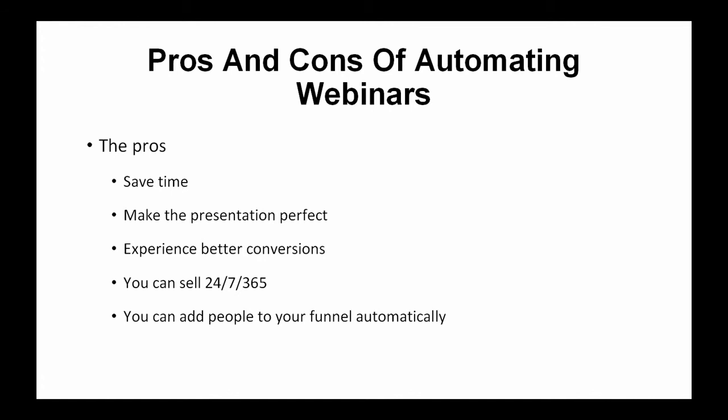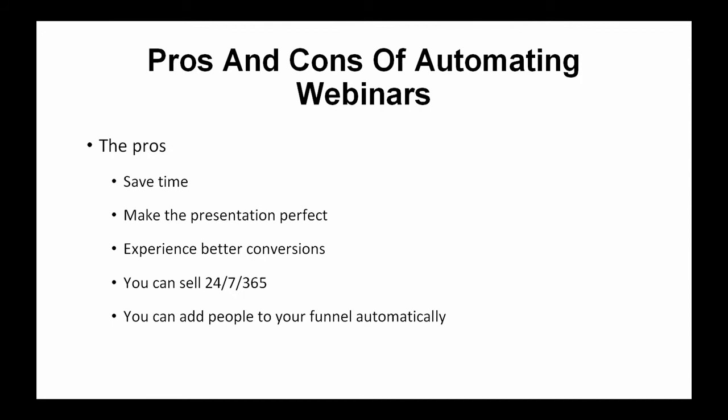Let us speak about the pros of automating webinars. With recordings, not only do you save time by not being there in person every time you give a webinar, but you also save time in the sales process. An automated webinar gets people past the frequently asked questions and basic information they need before they talk to you on the phone, so your sales calls go smoother and faster.